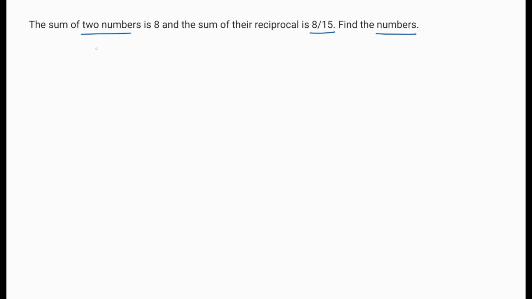See, let us assume the two numbers as a and b. It is given the sum of these numbers is 8, so a plus b is 8. And the sum of their reciprocals. What is a reciprocal? Reciprocal is the inverse of the number. It is 1 by a and 1 by b. It is told the sum of these reciprocals is 8 by 15, so 1 by a plus 1 by b is equal to 8 by 15. We have to find the numbers.